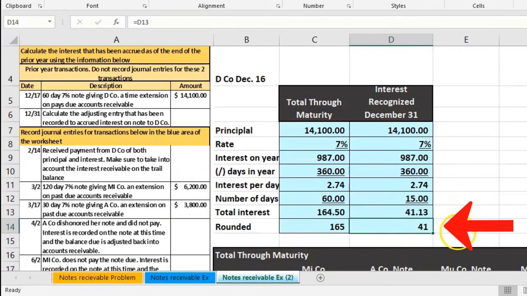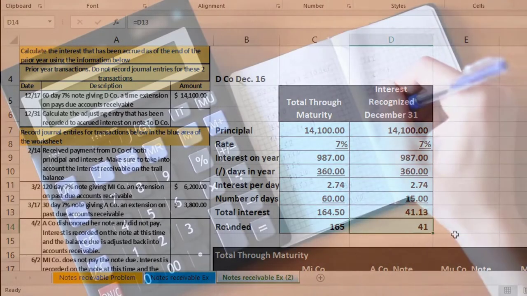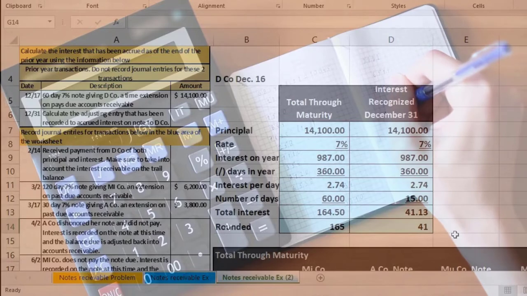What that means is that we're going to earn $41 as of the end of the year, the end of December 31st, of the 165 that we're going to get paid at the end of 60 days. So we earned $41 as of the end of the year. We haven't yet got paid for it. We have recorded the journal entry for it. Let's take a look at it.